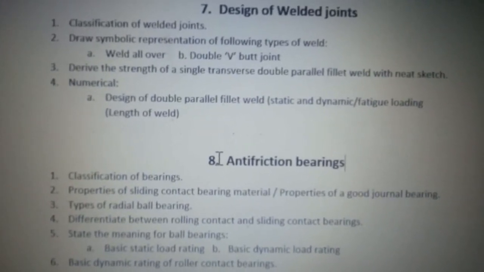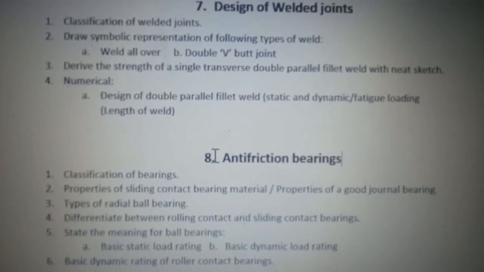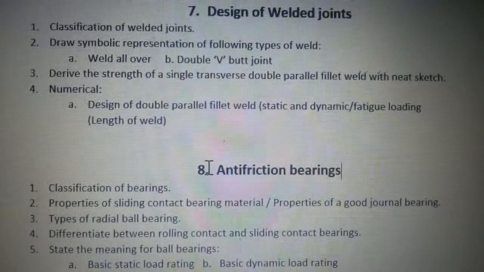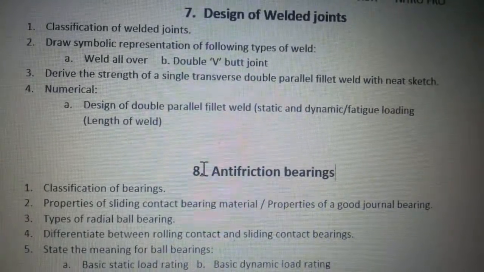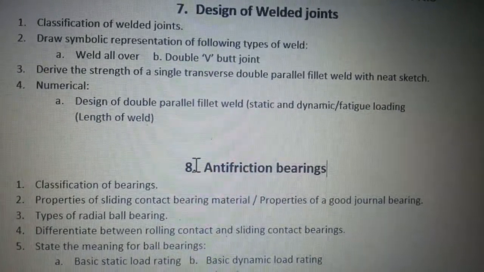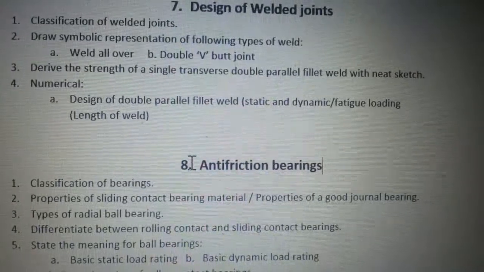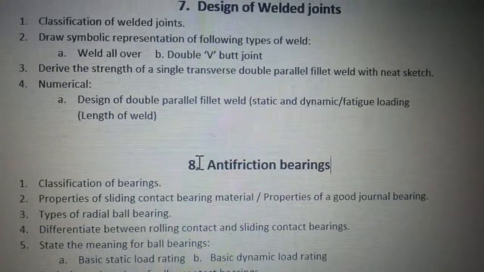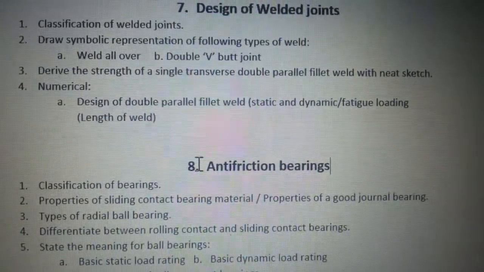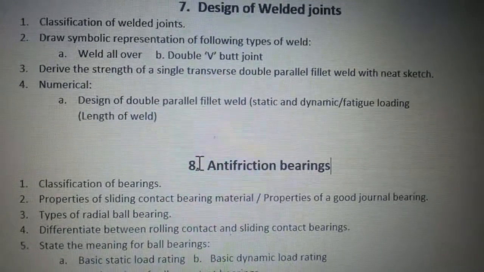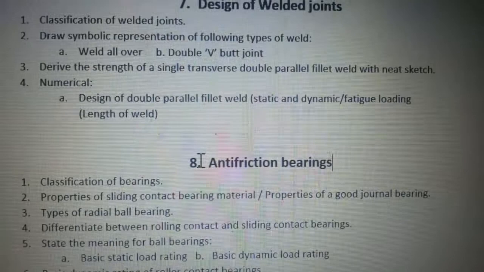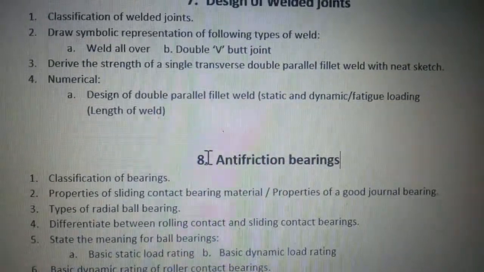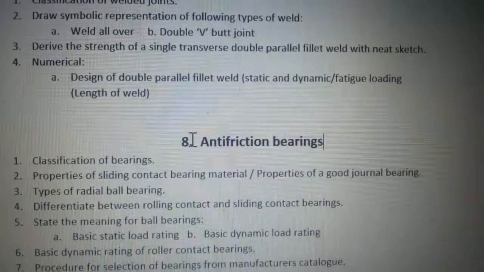Draw symbolic representation of the following types of weld, that is weld all over, double V butt joint. Question number 3, derive the strength of a single transverse double parallel fillet weld with neat sketch. And the numerical which can come from this chapter is design of double parallel fillet weld, static and dynamic fatigue loading. It may be asked to find the length of the weld.